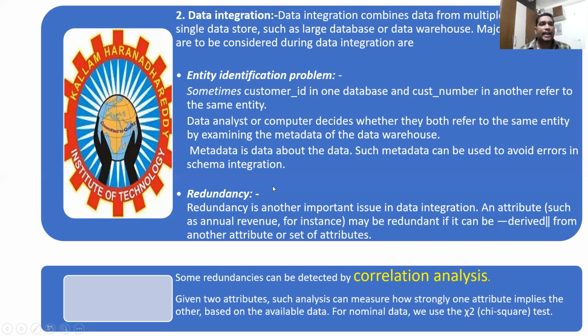So for data integration, we have two problems: the entity identification problem and the redundancy problem. Entity identification should not need any particular information, but we have some information based upon the metadata. You have to write the metadata information.